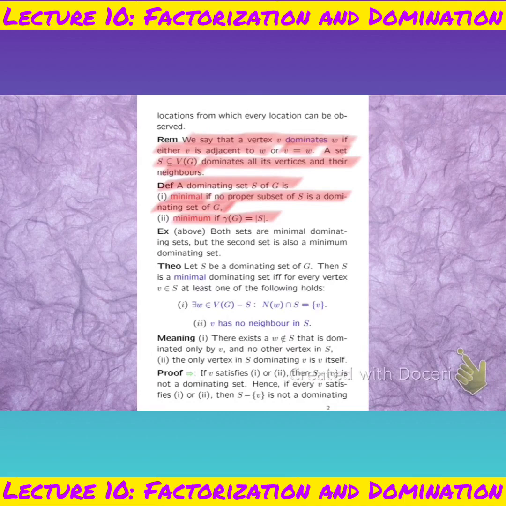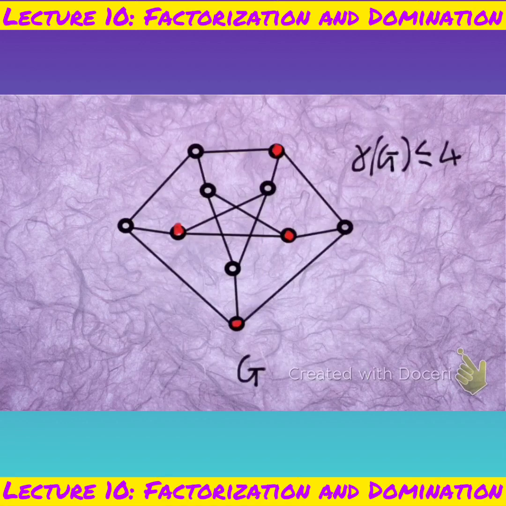Now, as an example, if you go back to this example here, the red set is a dominating set, and it's a minimal dominating set, because any vertex that you throw out, the set will immediately lose its domination property.